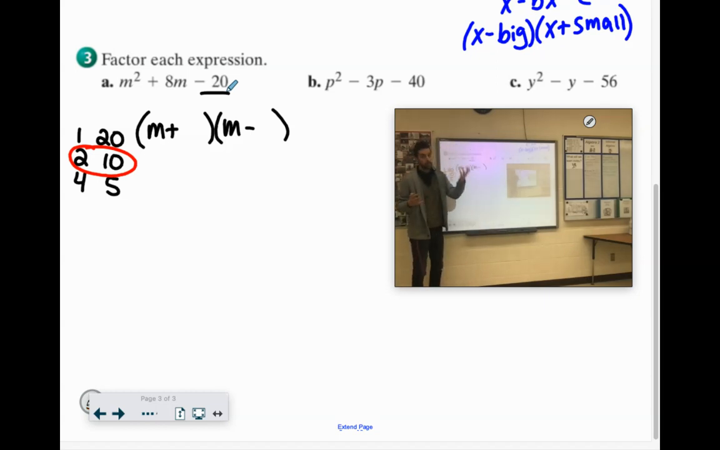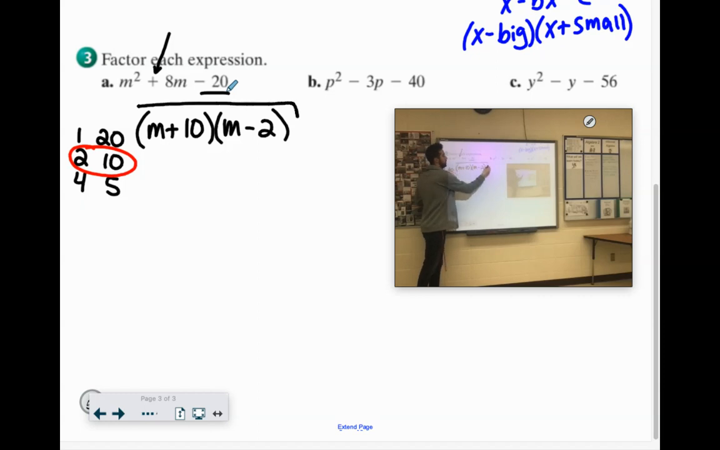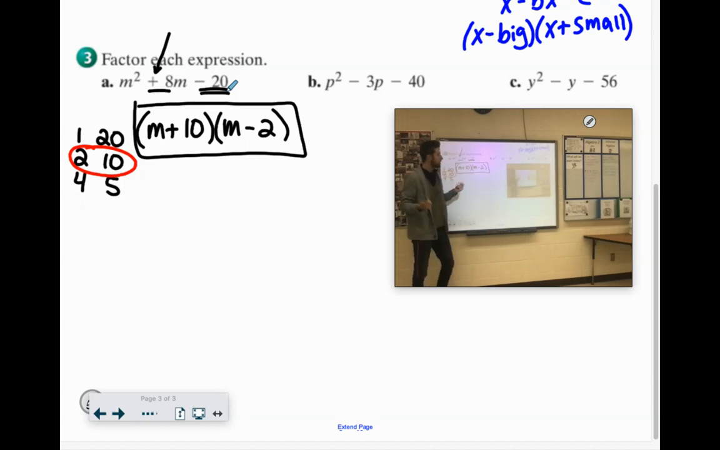So Mr. Planck says whatever your larger number is goes with the first symbol. The first symbol is plus, so it has to be plus our biggest number, 10, minus 2. Double check. Is 10 times negative 2 negative 20? Yes. Is 10 plus negative 2 positive 8? Yes, it is.